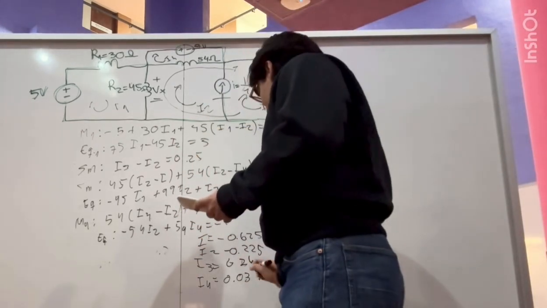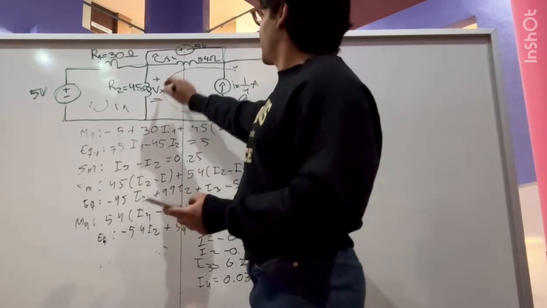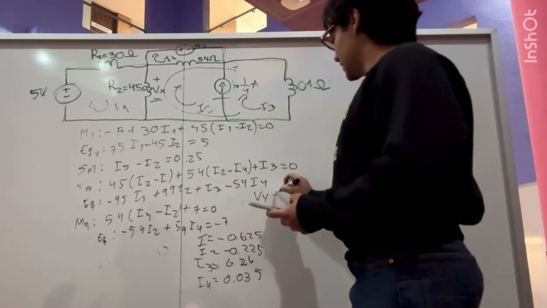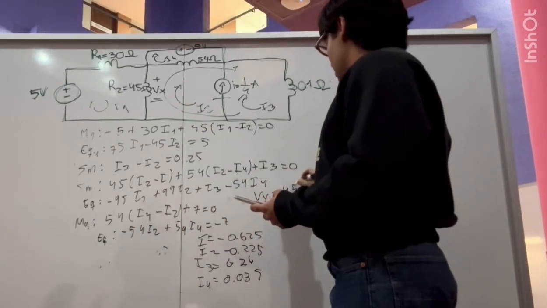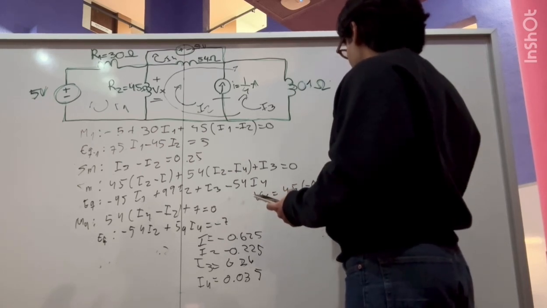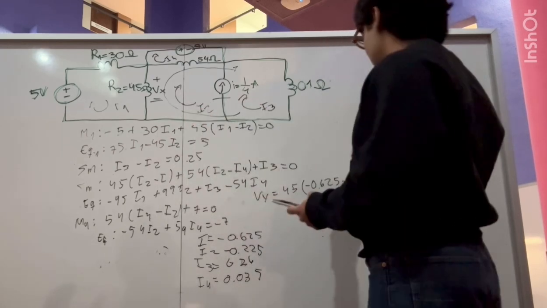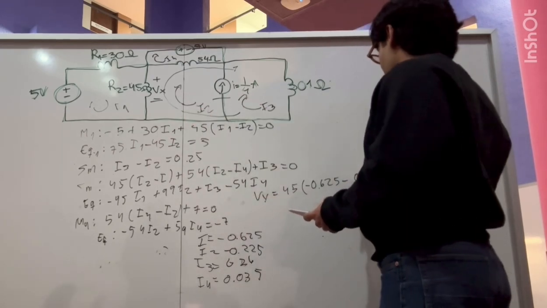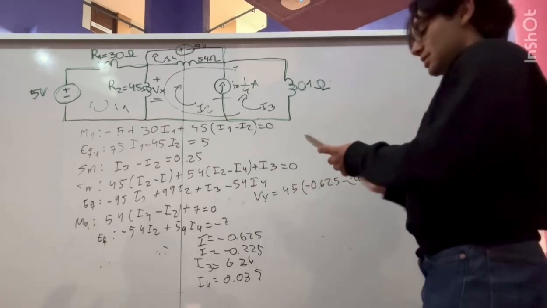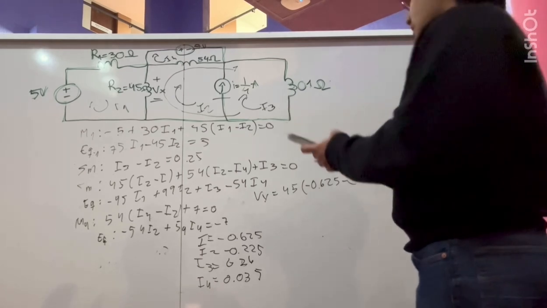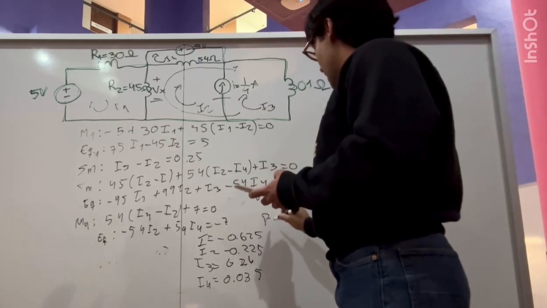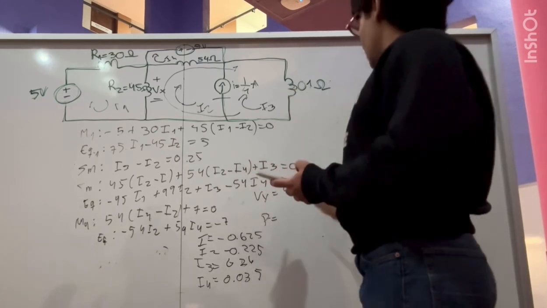And with these, we can solve for both Vx and the power in the current source, which I'm going to do over here. So Vx is just equal to the resistance multiplied by I1, which is minus 0.625, minus the other current acting on it, which is 0.225, which is also a negative. And this is going to yield minus 19.35 volts.